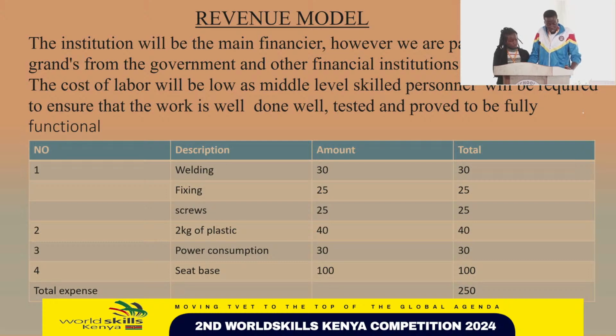On the matter of costing, our chair, when we see it here, it's actually very cheap. On expenses, it is around 250 for the total expense. But when you sell one at 700, that means probably you'll have a profit of 450.